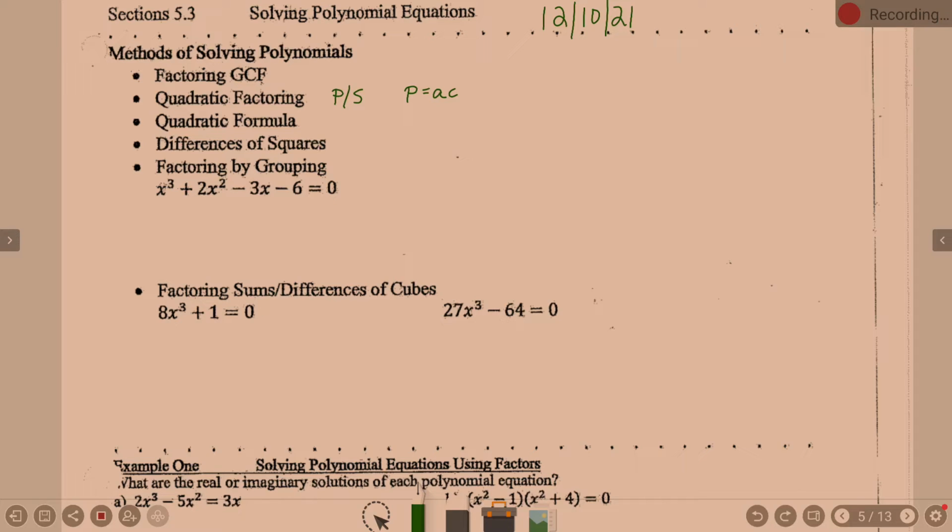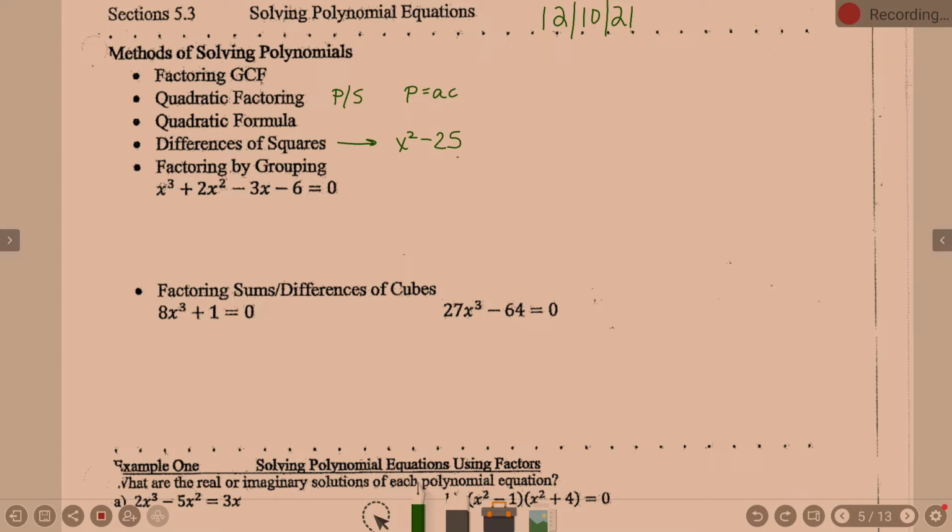Quadratic formula. If factoring fails, you might need the quadratic formula. I'm not going through the quadratic formula. I don't think there was any in homework. I tried to focus more on factoring, but just beware. Differences of squares. This is one we tend to have to review. Quick example.